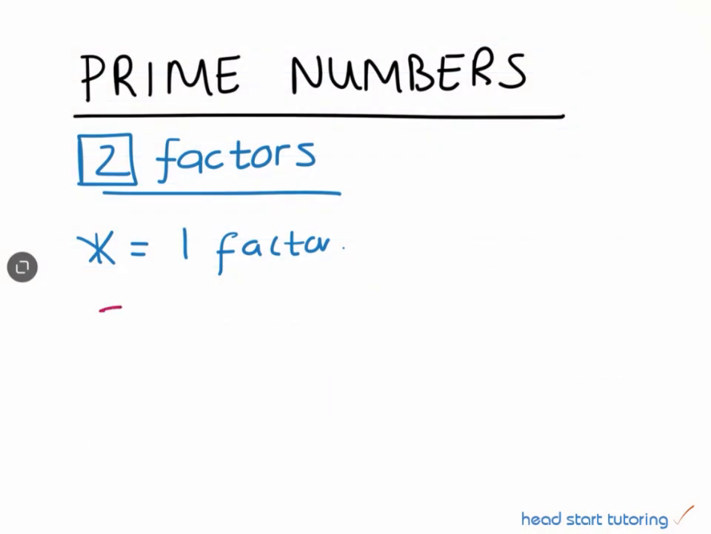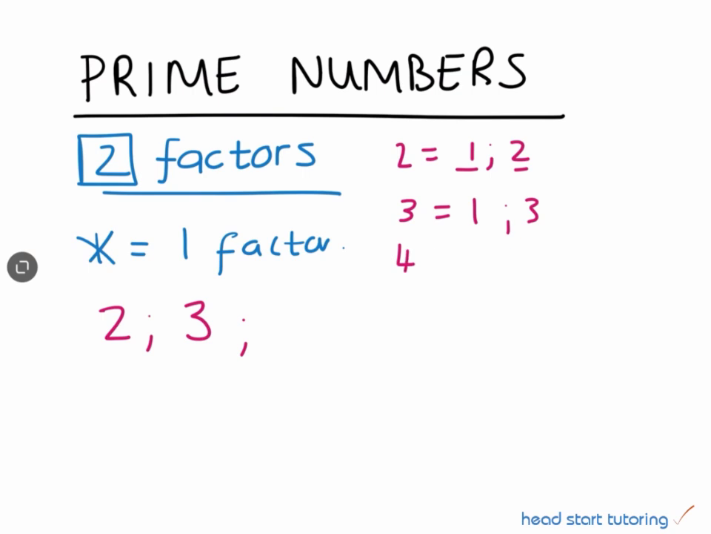So we then have a look. The number 2, is 2 a prime number? It is, because the number 2 has factors of 1 and 2. So it has exactly 2 factors. The number 3 has factors of 1 and 3. So the number 3 is a prime number.